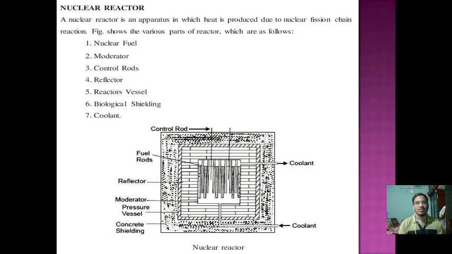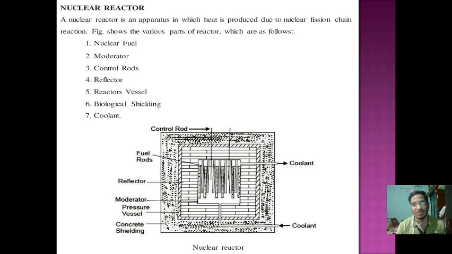And here the nuclear reactor is an apparatus in which heat is produced due to the nuclear fission chain reaction. With that chain reaction in this apparatus, the heat will be produced. In that figure, we are showing the different parts of the nuclear reactor, which are as follows.